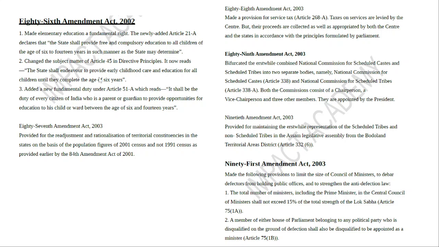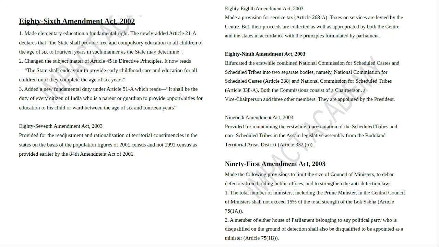Okay, but this is in directive principles, so it is not legally enforceable. You can't go to court saying that the government is not providing any preschool facility, etc. So from 6 to 14 years it is the fundamental right, so the government will have to, you can go to the court. On top of that, a new fundamental duty was added under Article 51A. So Article 51A fundamental duties, Swaran Singh Committee, 42nd Amendment Act, all those things we have seen, right? All those are very important.